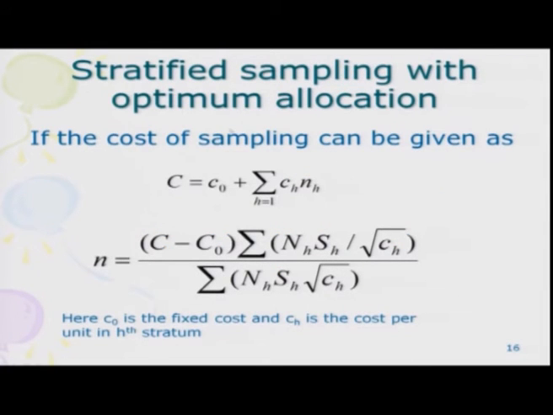In stratified sampling with optimum allocation, the sample size is this: n equal to (C minus C0) times sigma NH SH divided by root CH, divided by sigma NH SH root CH, where NH is the stratum size and SH the stratum standard deviation. C0 is the fixed cost and CH is the cost per unit in the hth stratum.